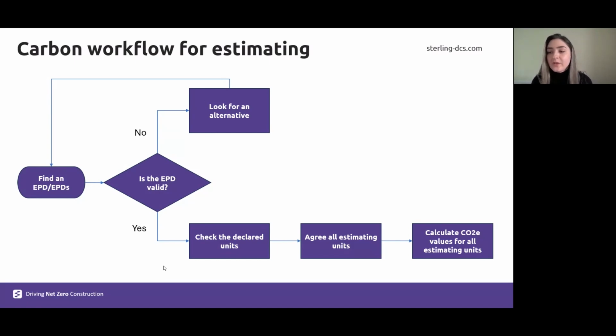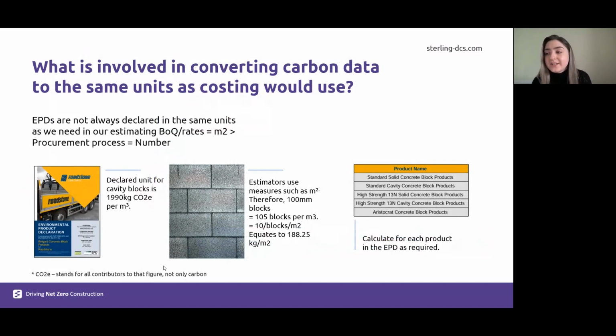If we move on to the next slide, we will discuss what is involved in converting that data into our declared estimating unit. So in the bill of quantities, we get rates in meters cubed, and in procurement processes, we get them as numbers. In this EPD that I've included here as an example, it's for concrete blocks, and it gives us the value for cavity blocks as 1,990 kilograms of CO2 equivalents per meter cubed. Now, this measurement wouldn't be very relevant, so we need to go through this process. First, we need to find out how many blocks would make up 1 single meter cubed. Then we need to divide the CO2 equivalent value by the number of blocks that would make up a meter cubed. And that would give us the CO2 equivalent per 1 single block.